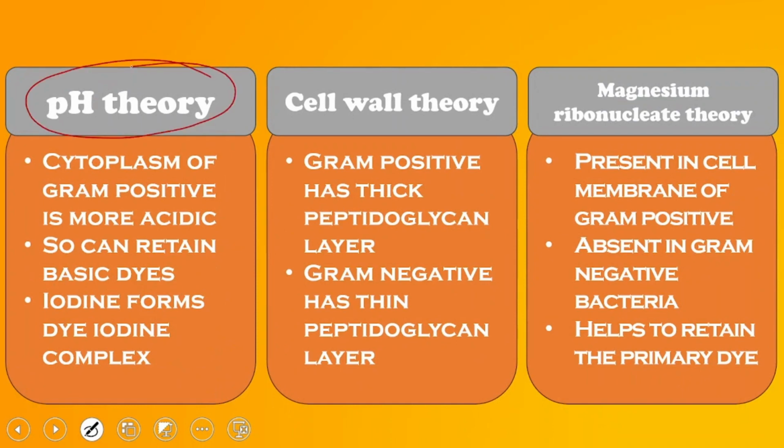Starting with the very first one, that is the pH theory. pH theory simply ये बोलता है कि ग्राम पॉजिटिव बैक्टीरिया का साइटोप्लाज्म जो होता है वो एसिडिक है, राइट, एंड जो हम लोग प्राइमरी स्टेन यूज करते हैं it is basically basic in nature. ऑब्वियसली बात है ना, acid and base, proper strong retention will take place. This is one of the major factors contributing towards the retention of the primary stain in a gram positive bacteria.